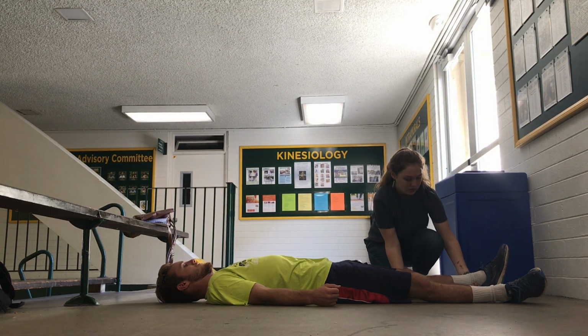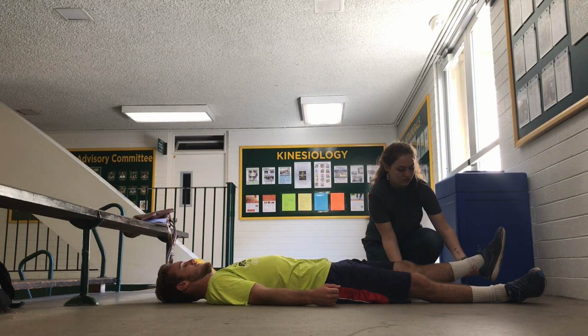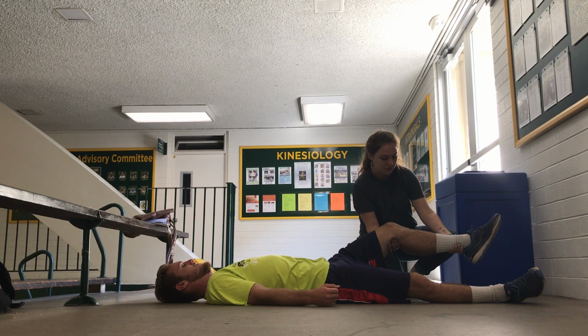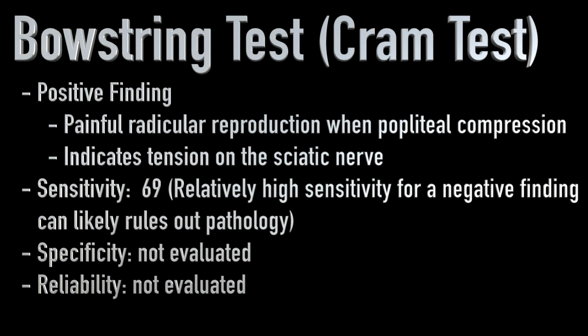This is the bowstring test, also known as the Cram test. The examiner performs a passive straight leg raise on the involved side. If the subject reports radiating pain with the straight leg raise, the examiner then flexes the subject's knee to approximately 20 degrees in an attempt to reduce painful symptoms. Then the examiner applies pressure to the popliteal area in an attempt to reproduce the radicular pain. Painful radicular reproduction following popliteal compression indicates tension on the sciatic nerve.